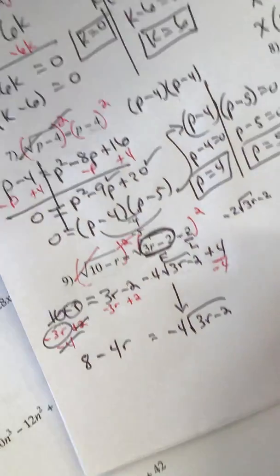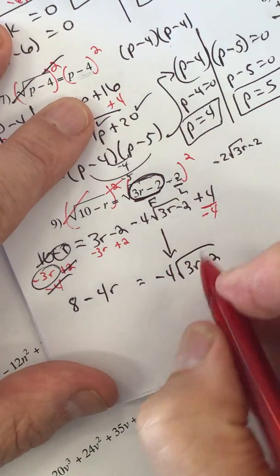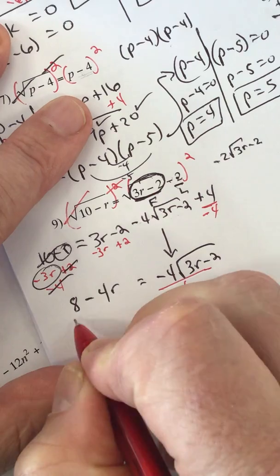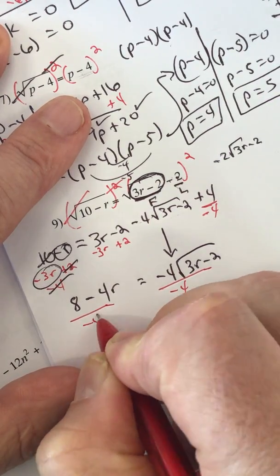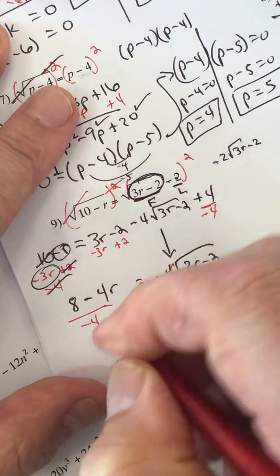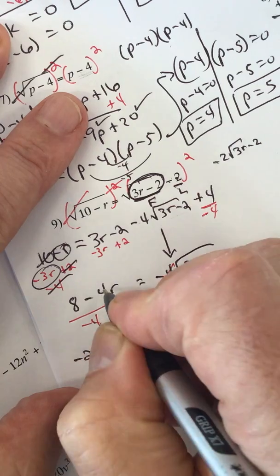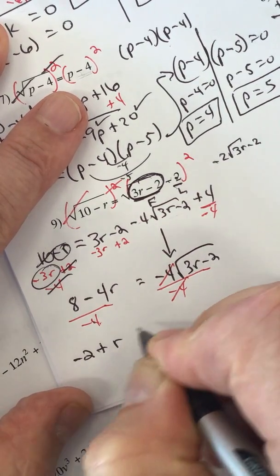Now we can divide everybody by -4. You can divide this side by -4 and this side by -4. Okay, that means those go away. 8 divided by -4 is -2. And -4 divided by -4 is positive 1r.